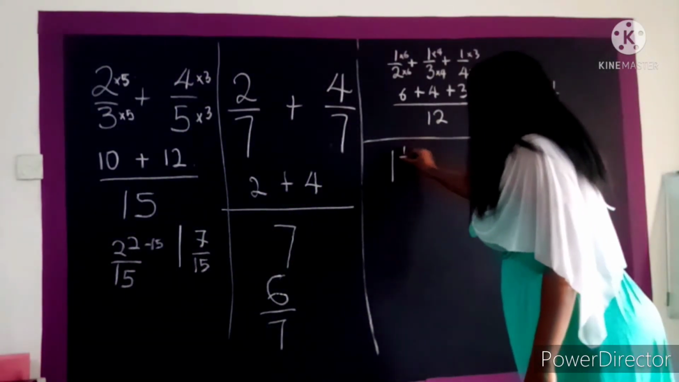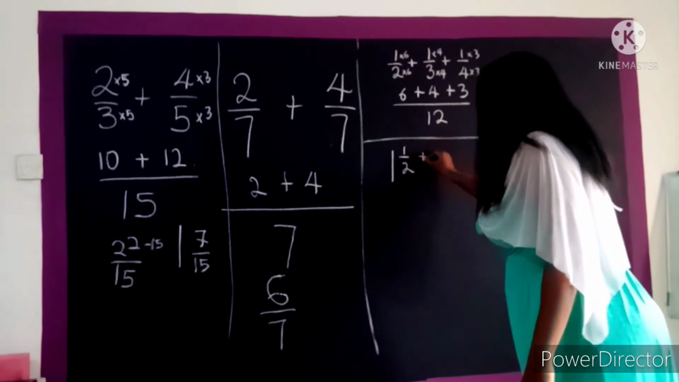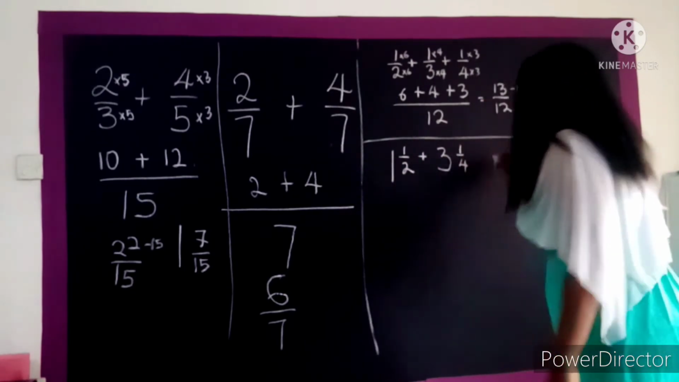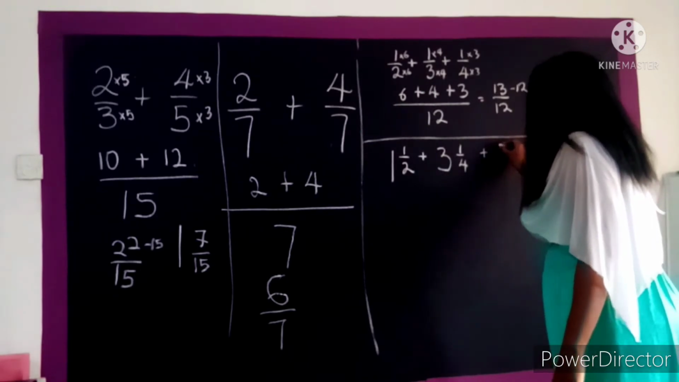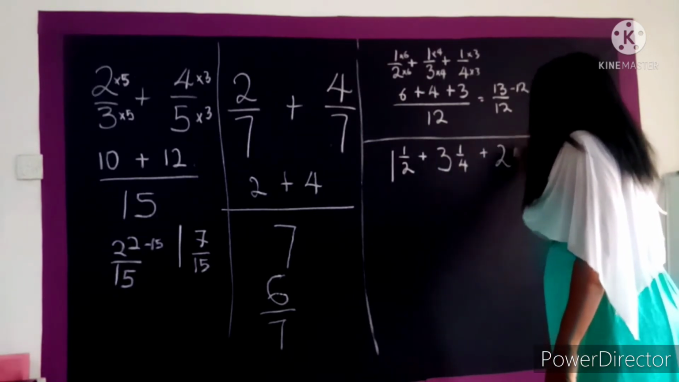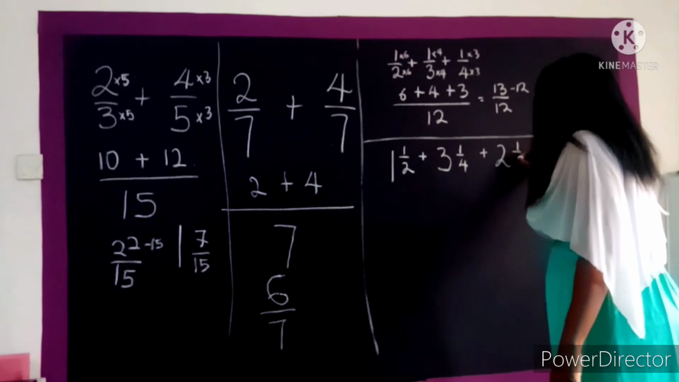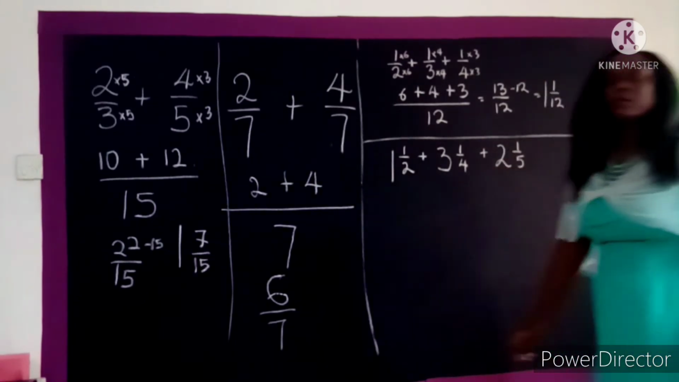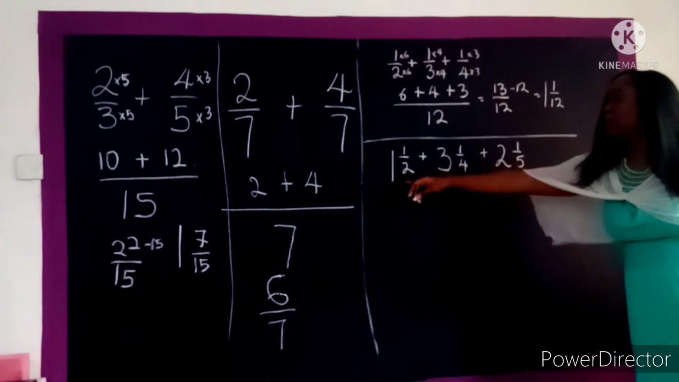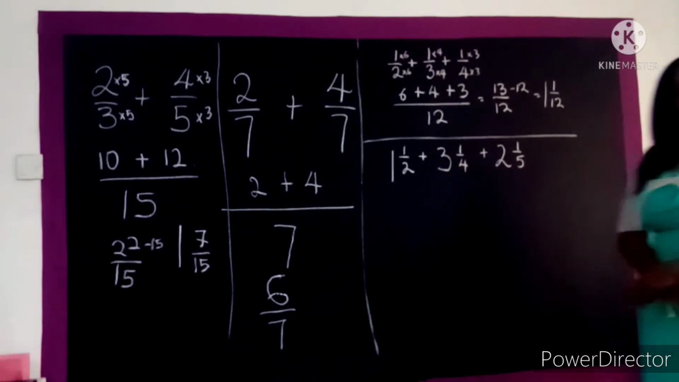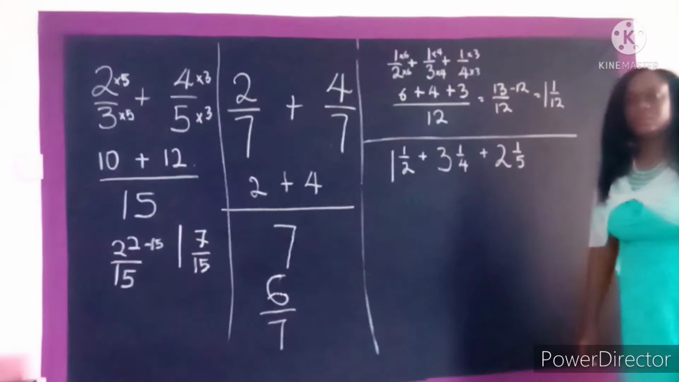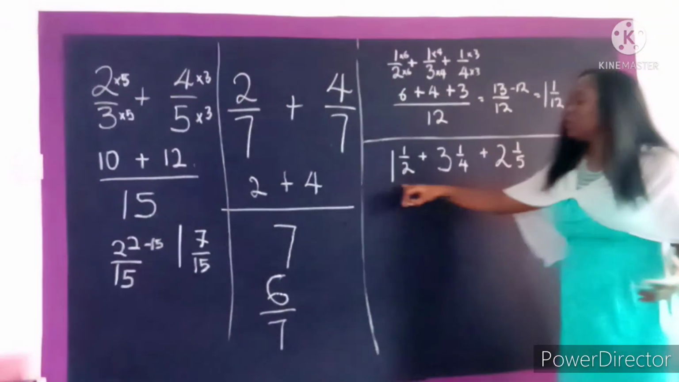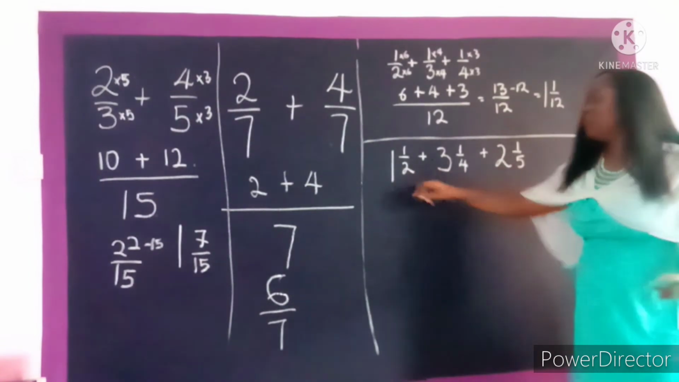Add 1 whole number 1 over 2 plus 3 whole number 1 over 4 plus 2 whole number 1 over, say, 5. Okay? So we're adding up these mixed fractions. They are mixed fractions because they have whole numbers together with their fractions.